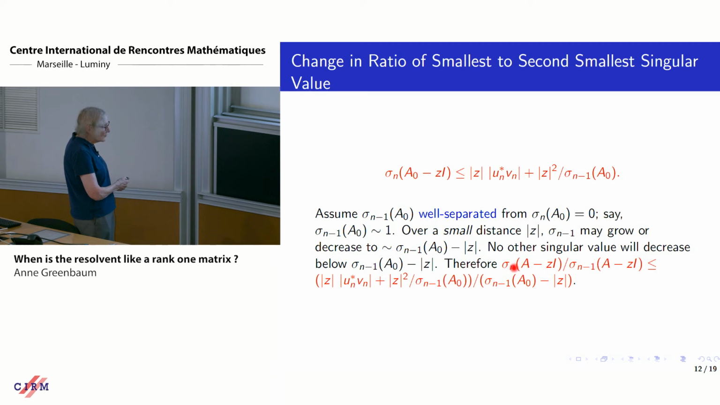And so the ratio sigma n over sigma n minus 1 of A minus Zi, which remember is the same as the ratio sigma 2 over sigma 1 of A minus Zi inverse, will become this. If, say, this is 10 to the minus 5, the absolute value of Z is 0.1, then we get 0.01, and then sigma n minus 1 just moves from 1 to 0.9, and basically this is like 0.01 squared, like Z squared.